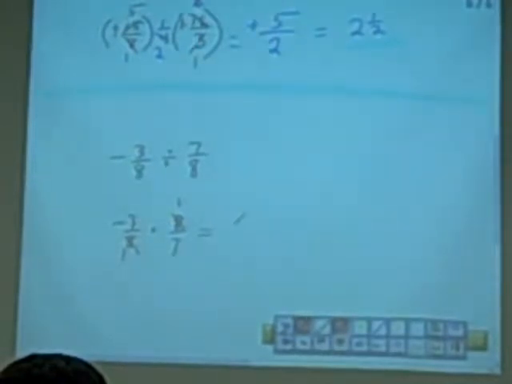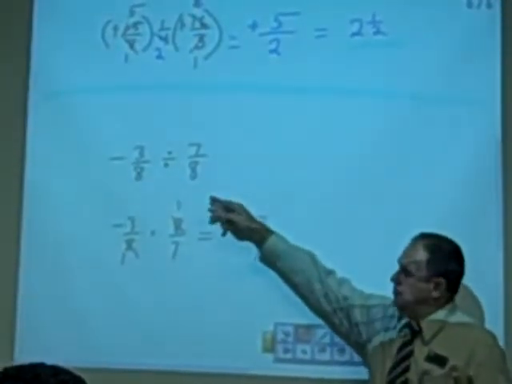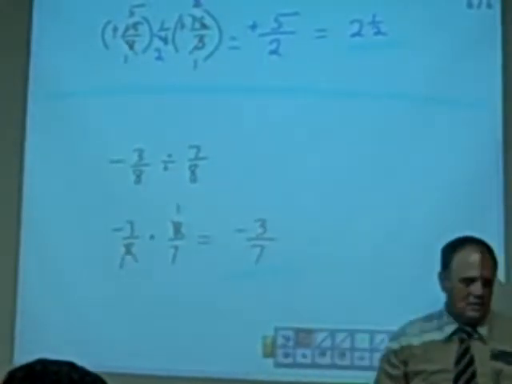So our answer is going to be what? Negative 3. Negative 3 over 1 times 7 is 7. Okay? And you're always going to flip and multiply the second number. The number right after the division sign, always. Okay?